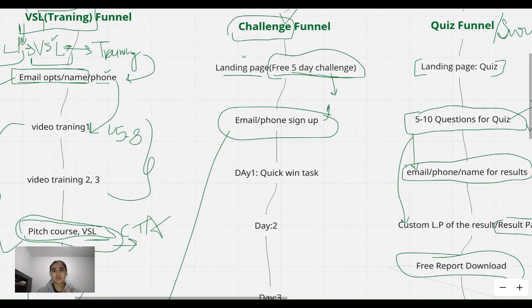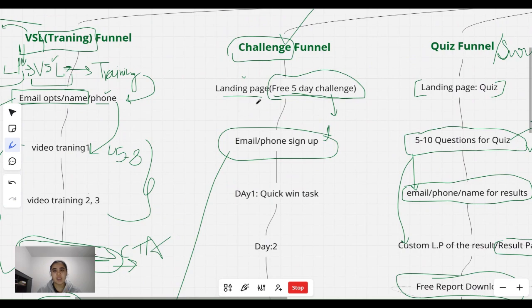So before utilizing any of these funnels, you have to understand some of the components. For the challenge funnel, you have a landing page, and the landing page is where you explain what they're going to get inside the 5-day challenge. Explain what they're going to get inside day 1, day 2, day 3, day 4, day 5. And on the landing page you can have some sort of video. It's not necessary, but even a 2 minute video helps.